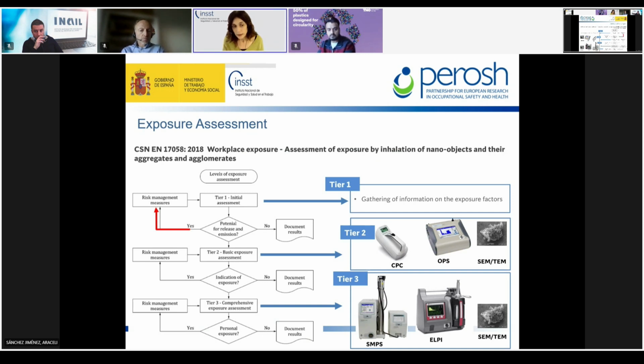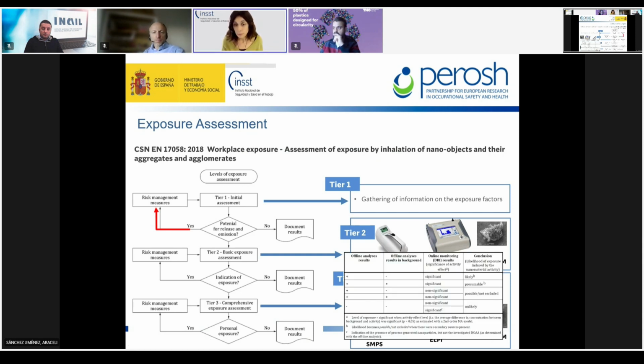In these tiers, the standard indicates the use of direct reading instruments to collect information on the particle number in the air. These instruments work for a specific size range. In tier 2, the standard suggests using portable instruments like those that you see here. And in tier 3, the standard suggests the use of more sophisticated equipment to analyze the entire particle size distribution. As part of the two tiers, you also have to collect filter samples for microscopy analysis through SEM or TEM. And then the standard also includes a metric to combine the results from these direct reading instruments and the microscopy analysis to arrive at a conclusion on the likelihood of exposure. As I mentioned before, the use of this equipment is complicated.